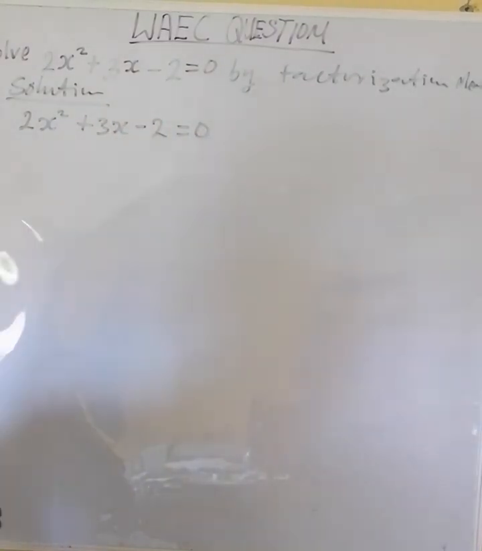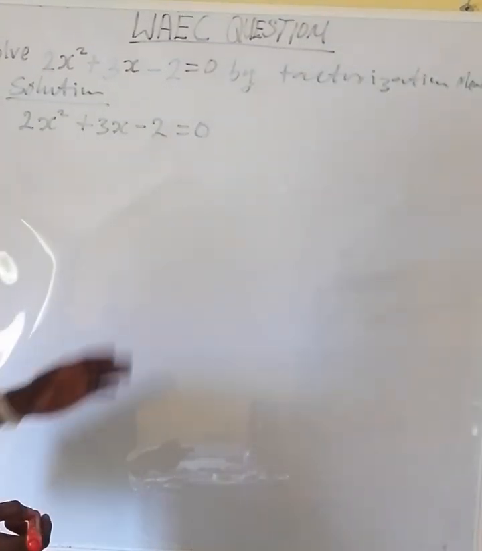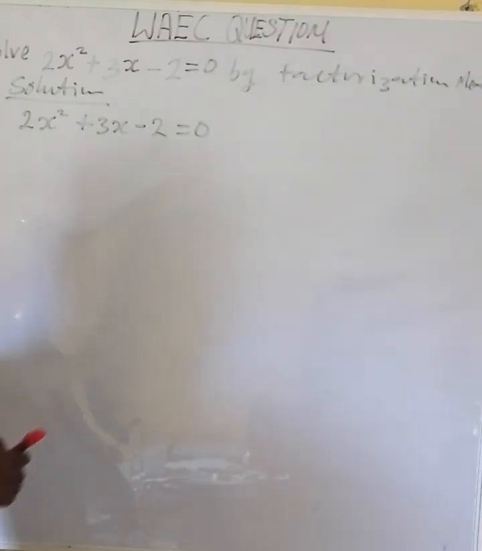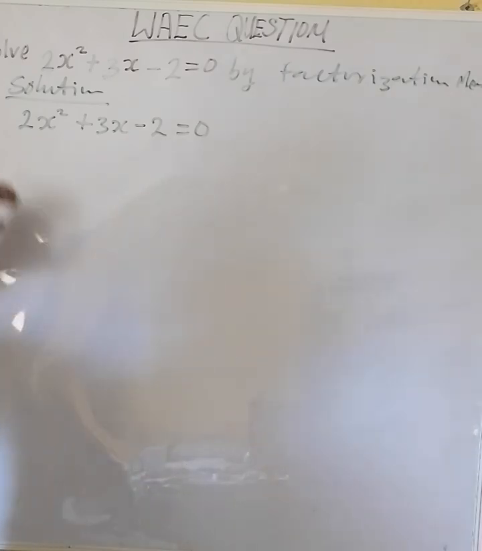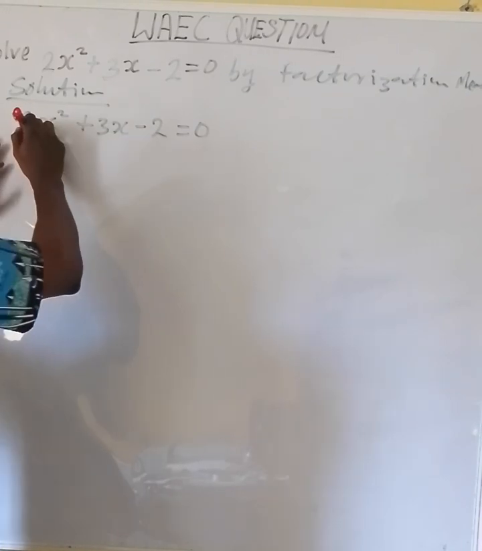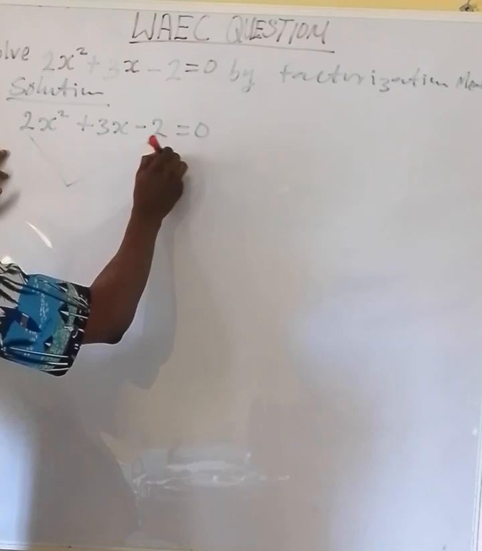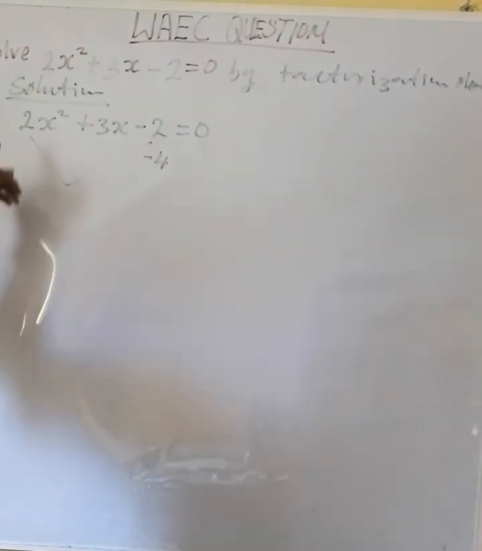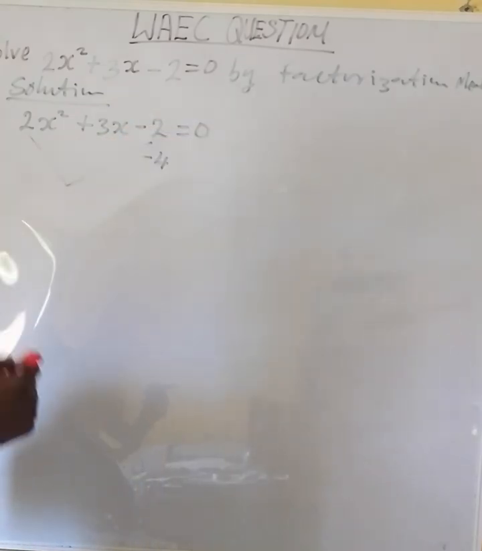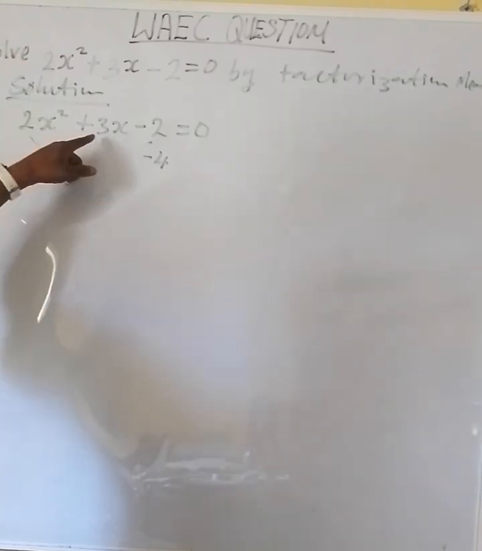When you want to use the factorization method, you are going to think of two factors that when you multiply them together, they give you the constant, and when you add them together, they give you what we have at the middle. But in this case, the coefficient of x squared is 2. So you first multiply it by this 2. 2 times minus 2 will give you minus 4. So we are going to use minus 4 to represent the constant here. Then we think about all the factors that when we multiply them together, give us minus 4, and when we add them together, must give us plus 3.